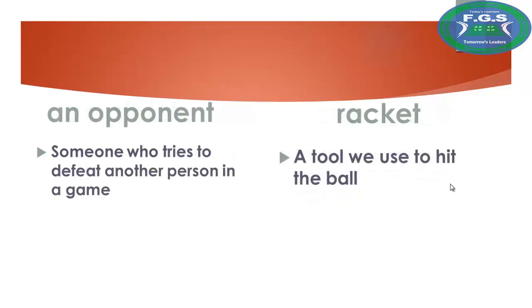An opponent. An opponent is someone who tries to defeat another person in a game. So when you are playing a game, the other person who is trying to defeat you is your opponent. He is your opponent. Racket. Racket is a tool we use to hit the ball. For example, the tennis racket. The tennis racket is the tool we use to hit the ball to play the game.